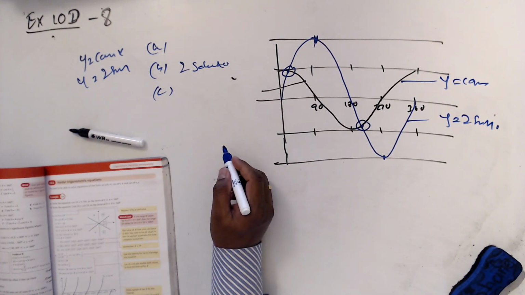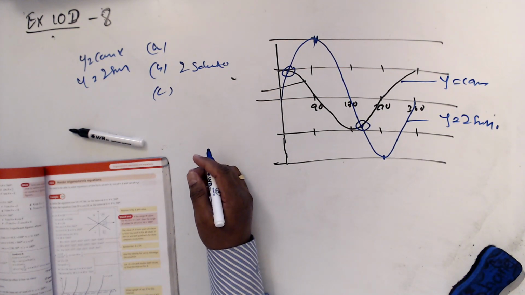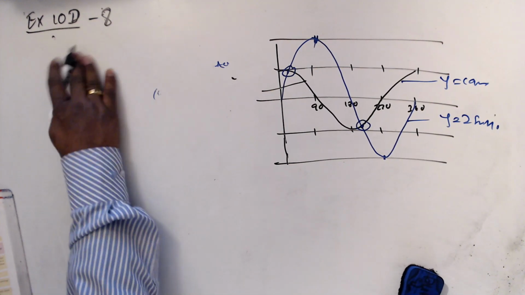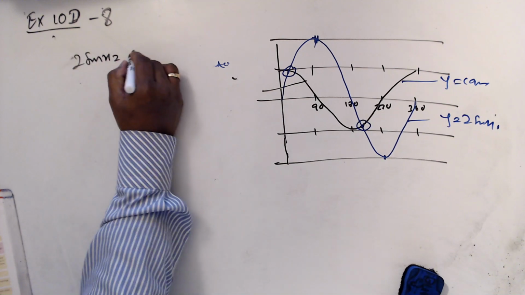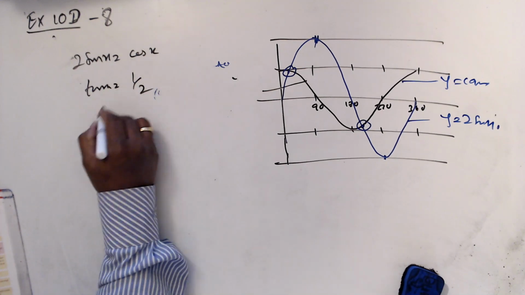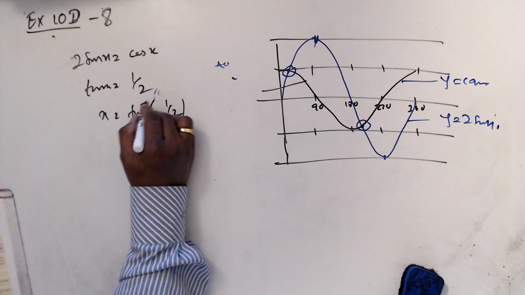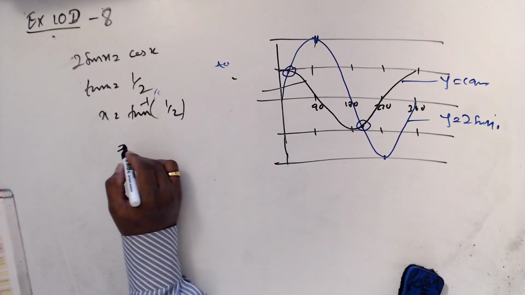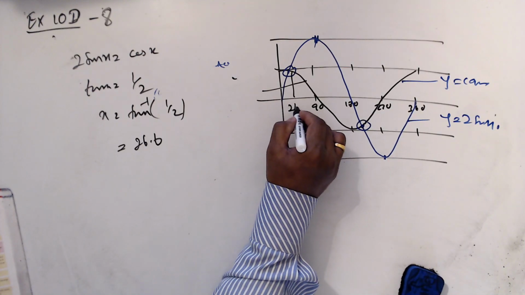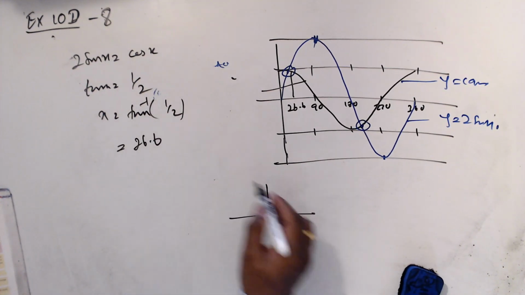Part C, we want to solve this algebraically, the way we solved earlier. So 2 sin x equals cos x. So tan x equals half. x equals tan inverse half. That value is 26.6. So this is going to be 26.6. Now this is positive.